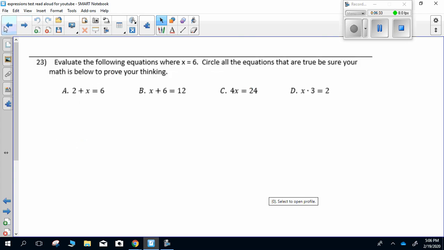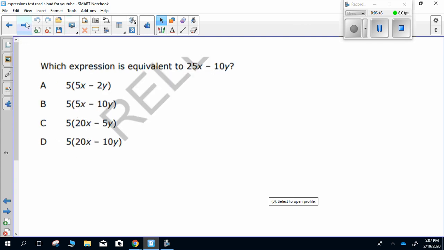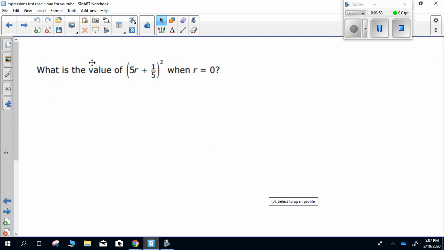Number 24. What is the value of the difference of 5 squared minus 10 divided by 5 times 2 to the third power? Next question. Which expression is equivalent to 25x minus 10y? What is the value of 5r plus 1/5, all raised to the second power, where r equals 0?